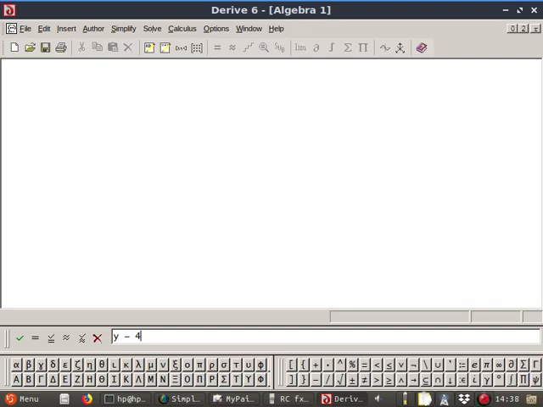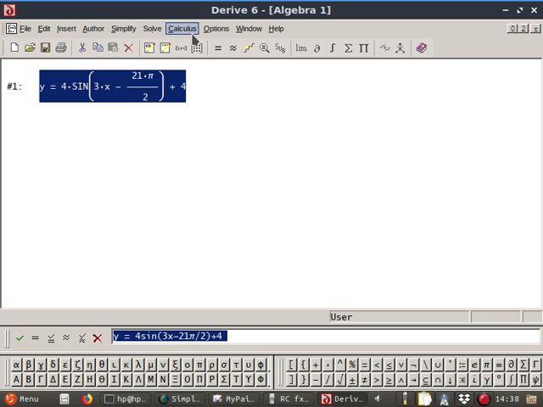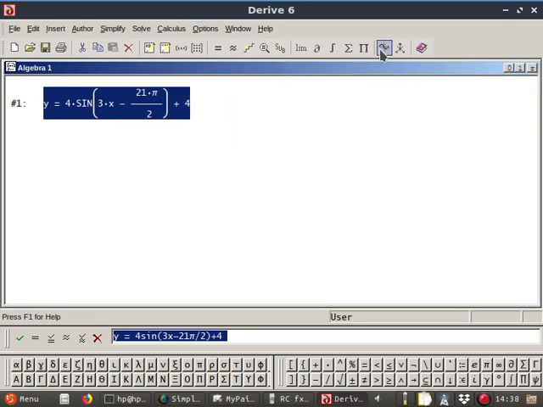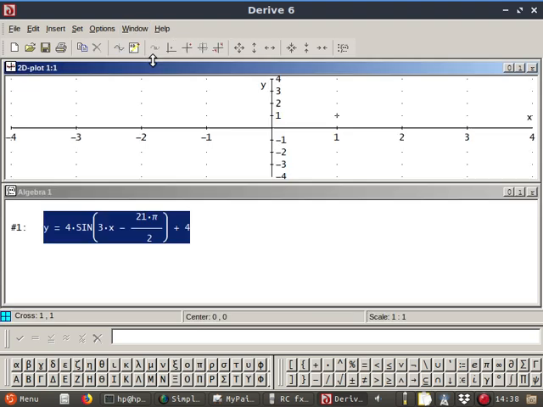Y equals 4 sine 3x minus 21 pi over 3, plus 4. Alright. Window, tile vertically. Graph, window, tile vertically.